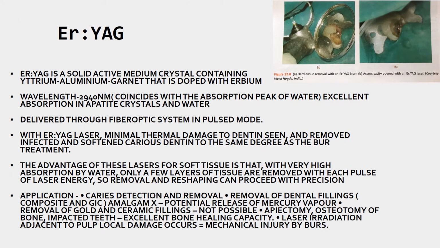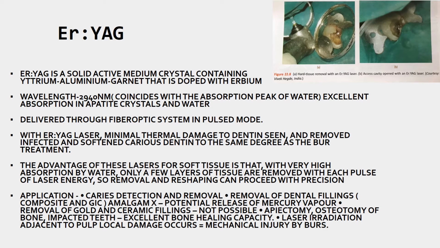Next is the Er:YAG. So Er:YAG, the active medium is a solid. Now we have seen all were solid. Only the CO2 has the gas active medium. Then it contains yttrium aluminium garnet that is doped with erbium. The wavelength is 2940 nanometers, and it coincides with the absorption peak of the water. It has excellent absorption in the water. Then it is delivered through the fiber optic system. Till now CO2 was the one which was delivered through a hollow tube. All the three ones which we have seen already. So the third one is this one, which is delivered through a fiber optic system in a pulse mode.